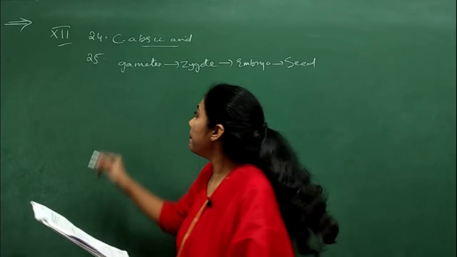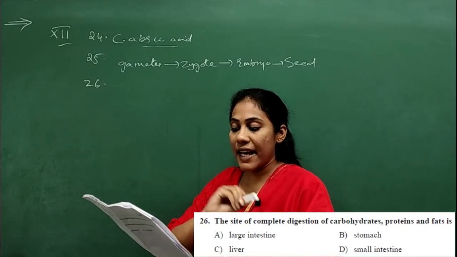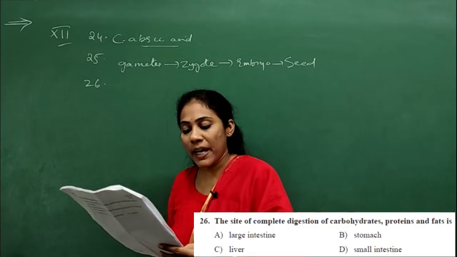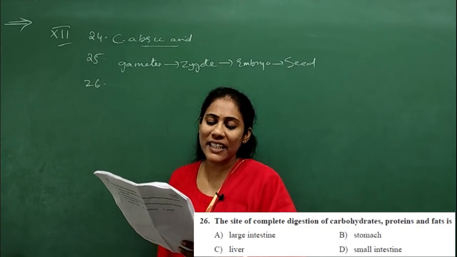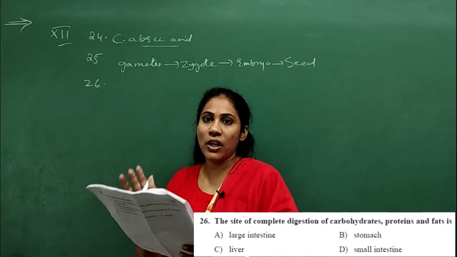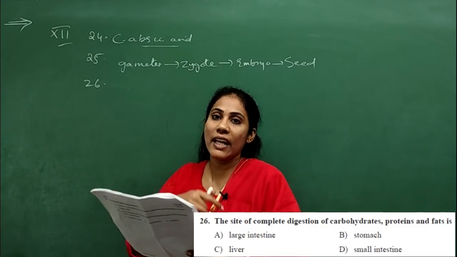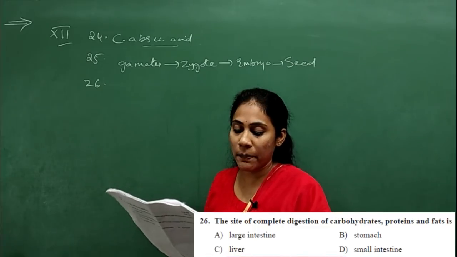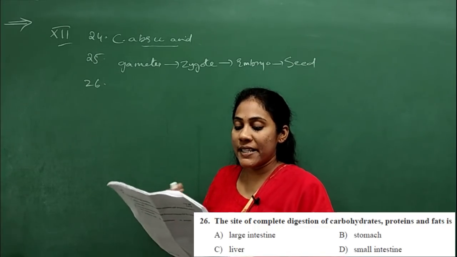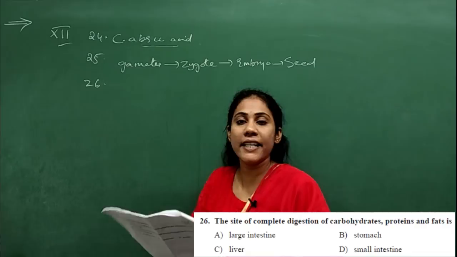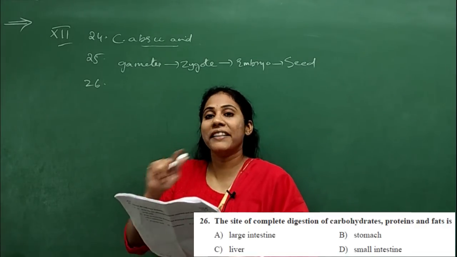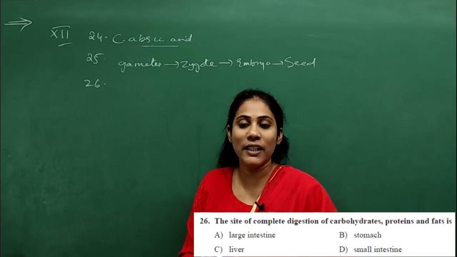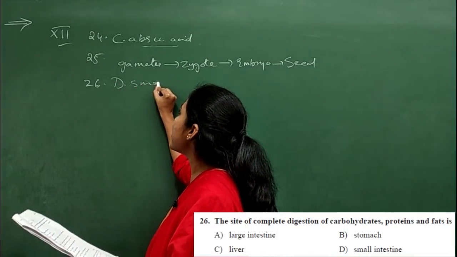Coming to the 26th question, very simple. The site of complete digestion of carbohydrate, protein and fat is, options: large intestine, stomach, liver, small intestine. The large intestine has nothing to do with digestion. Actually, entire digestion is over with the small intestine. So undigested food will come to the large intestine. In the stomach, yes, to some extent digestion does occur, that is protein digestion you can expect in the stomach. Whereas the liver helps digestion by secreting juices. The liver secretes bile juice that helps in fat digestion. Whereas in the small intestine, yes, complete digestion of carbohydrate, protein and fat you will observe. So it is D, small intestine, your answer.